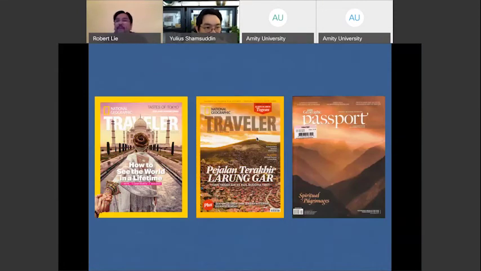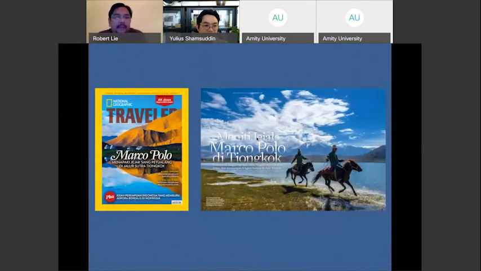Okay, this is the cover of my books, my pictures. The left one is from America. The one in the middle is from Indonesia. You can see the cover of the book, the magazine, and this is the cover of the Marco Polo book. Its title is Meniti Jejak Marco Polo in Tiongkok. It means retracing the footsteps of Marco Polo in China.